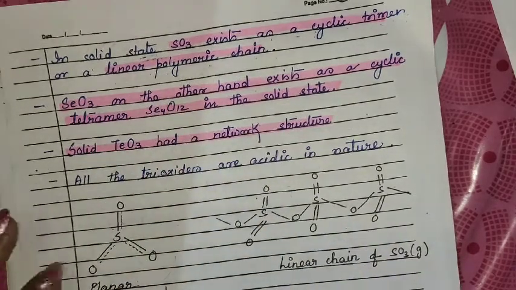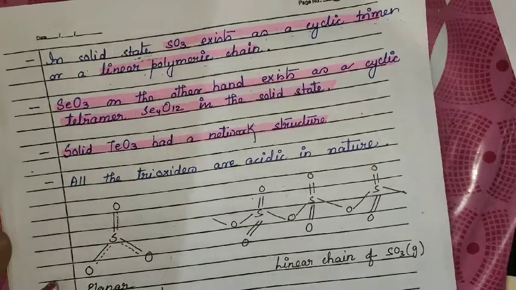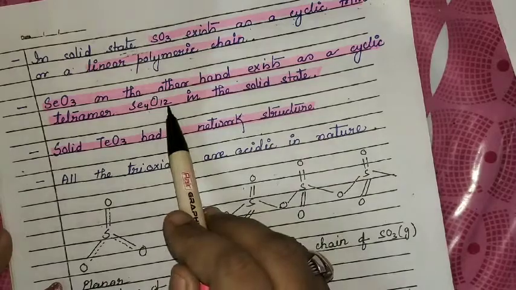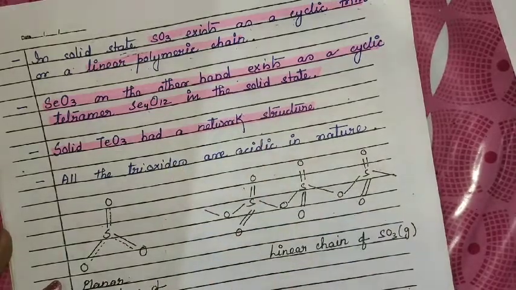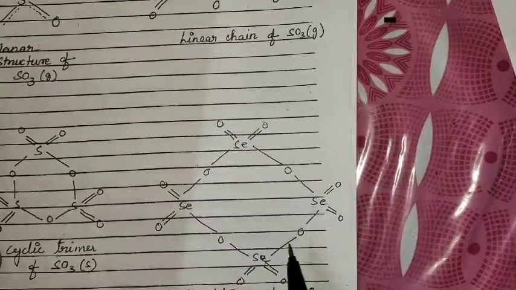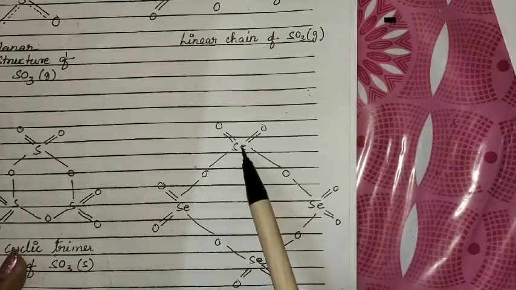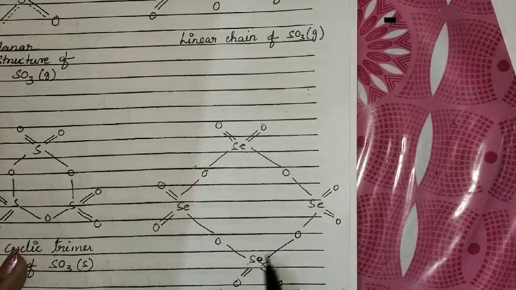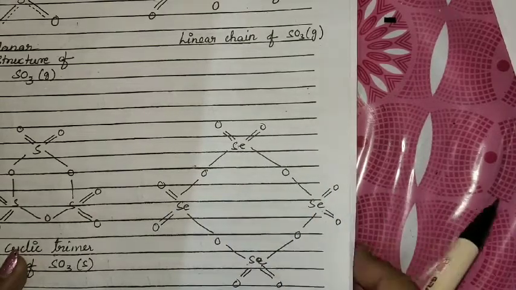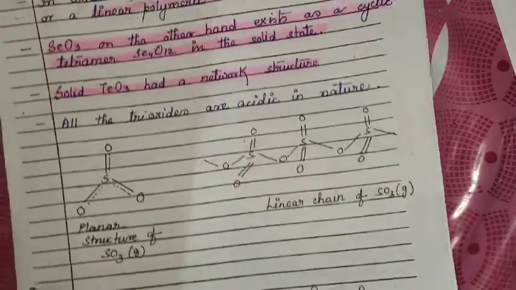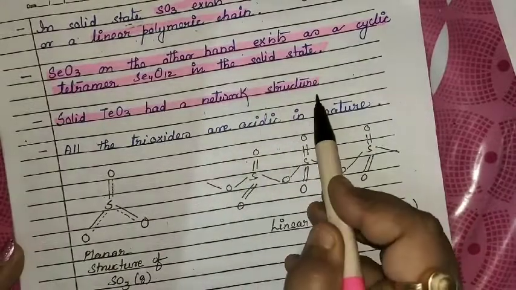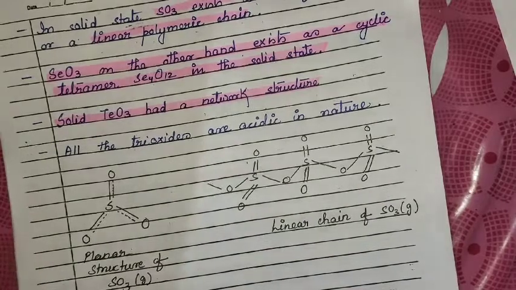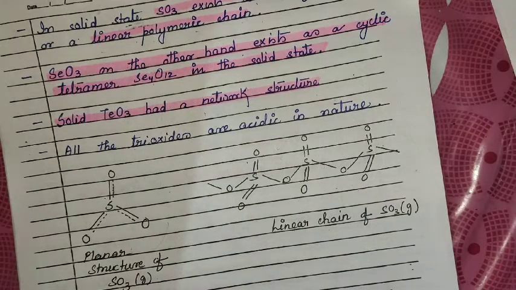SeO3, selenium trioxide, on the other hand, exists as a cyclic tetramer, Se4O12 in solid. So this is the structure of the cyclic tetramer of SeO3. There are 4 SeO3 molecules joined together and a tetramer is formed here. Solid TeO3 has a network structure. It must be noted that all trioxides are acidic in nature.